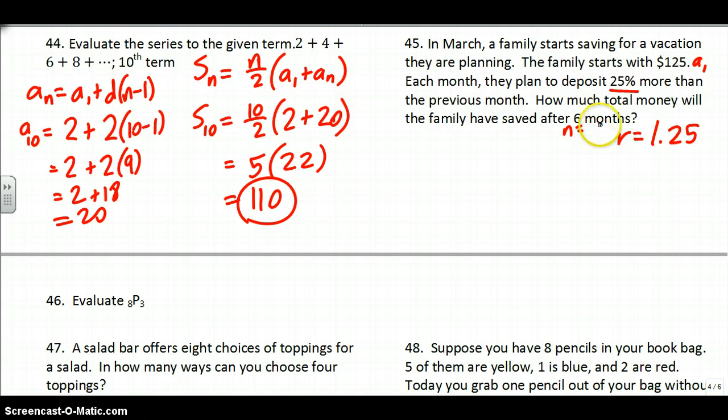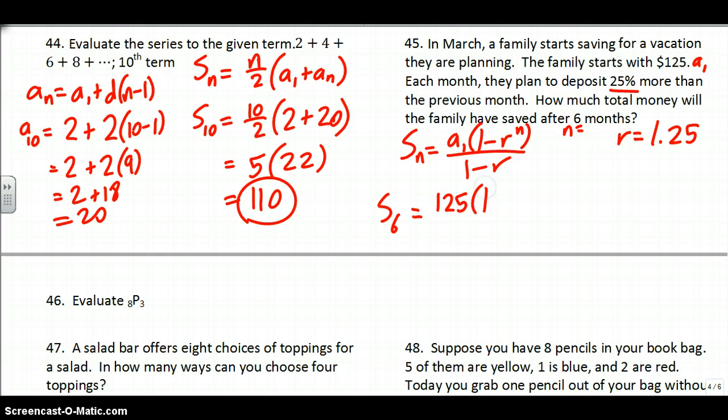That's N. Well, this is geometric because we have R, right? They're doing a percent as opposed to a flat rate. So the series formula for geometric is A1 times 1 minus R to the N all over 1 minus R. Okay, so you just have to plug things in. The sum of the first 6 months, you take the first term, which is 125, times 1 minus R, which is 1.25, to the 6th power, divided by 1 minus 1.25.